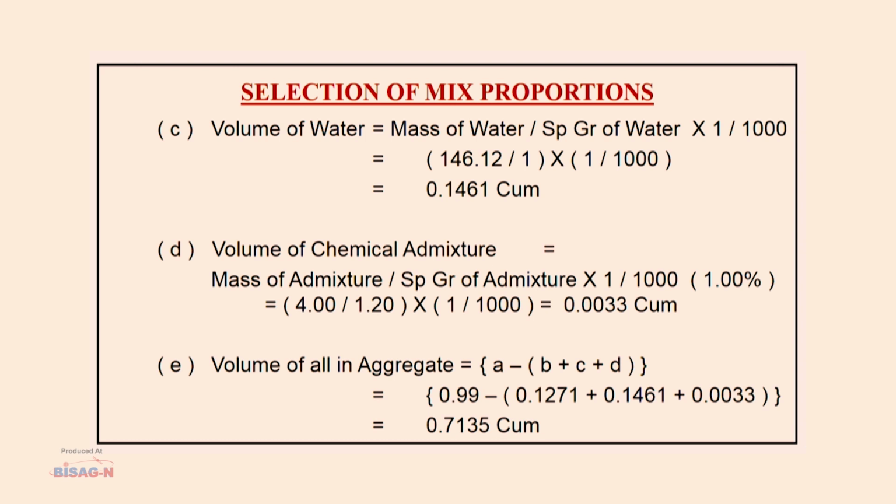Volume of chemical admixtures. So, we used this admixture as a water reducing agent. With the specific gravity of 1.2, the volume of admixture is coming to 0.00333 cubic meters. Volume of all-in aggregates means this total quantity 0.99 cubic meters minus B, C, D, that is the volume of water, volume of cement, and volume of chemical admixtures. After deducting all these, this volume of all-in aggregate comes to 0.7135 cubic meters.